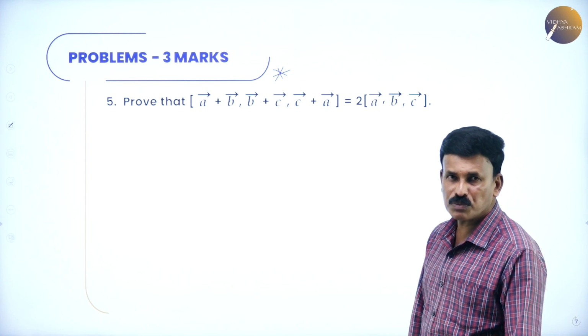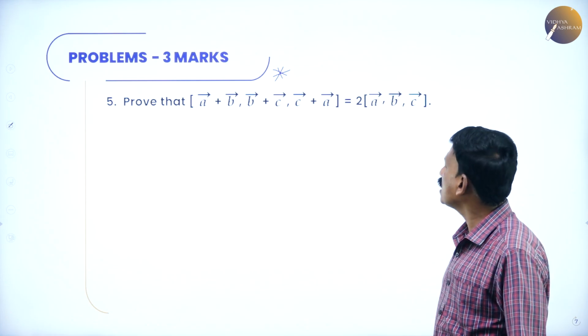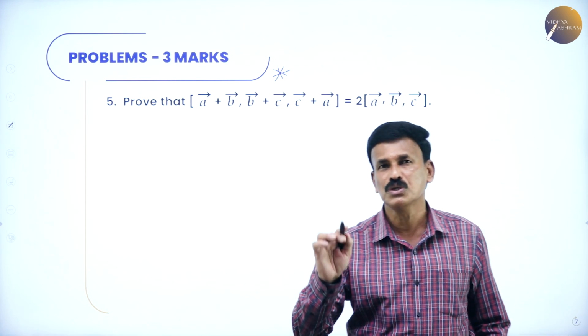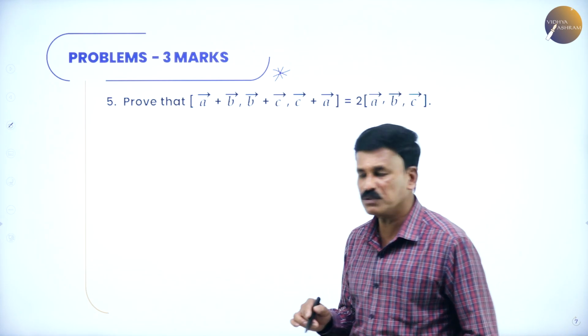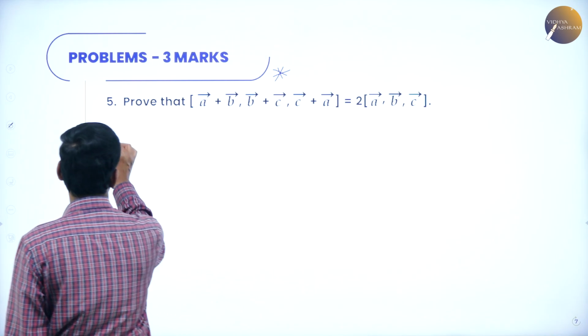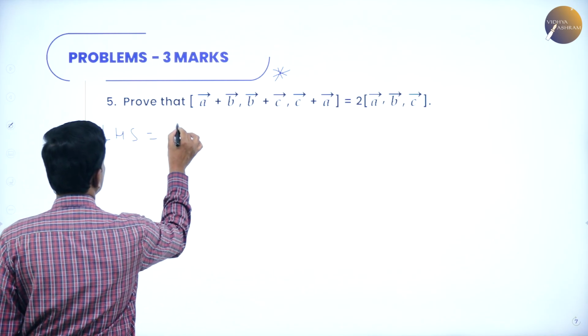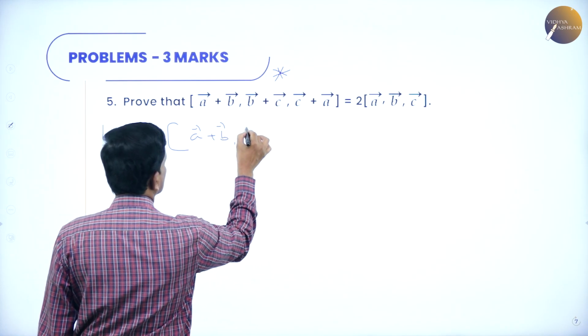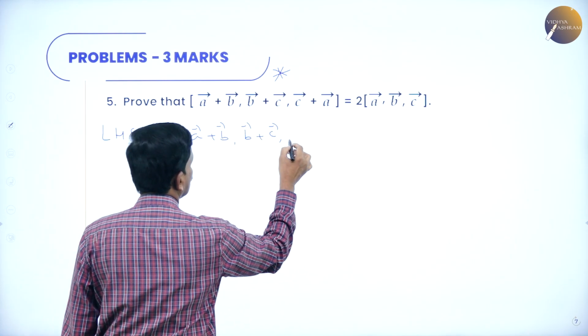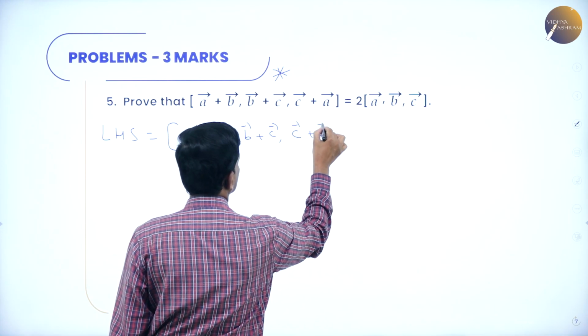To prove that the box product of A plus B, B plus C, C plus A is always equal to 2 times the box product of A, B, C. This is a very important problem. Now let us take the LHS. Write down the box product of this. What is given? Vector A plus B, vector B plus C, vector C plus A.